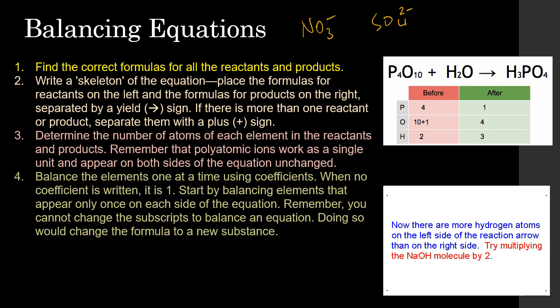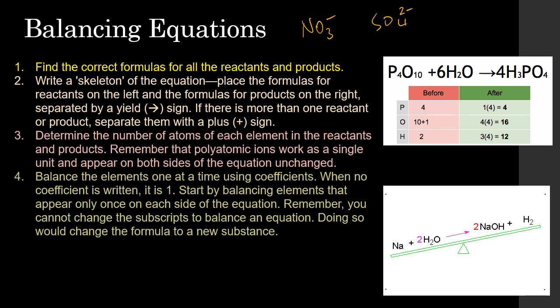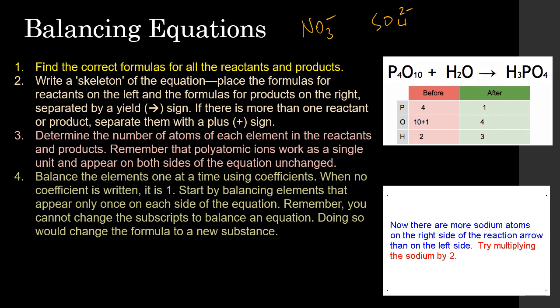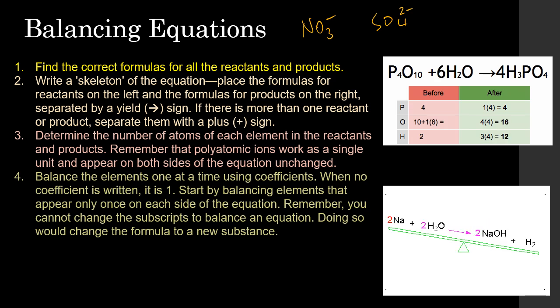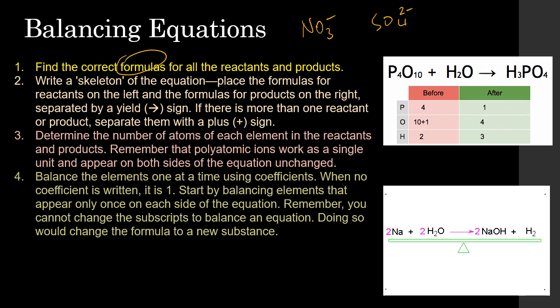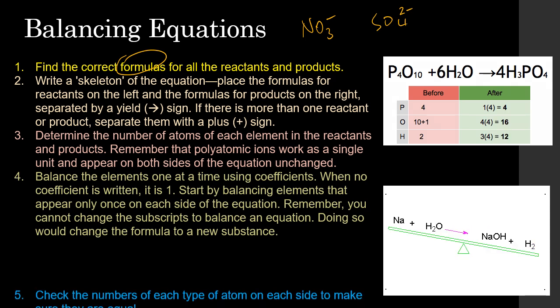Now, step 4, balance the elements on one side at a time using coefficients, and when no coefficient is written, assume it is just 1. So start by balancing elements that appear only once on each side of the equation. Now remember, you cannot change the subscripts, because then you would change the formulas of that reactant or product. So that would be inventing a new substance.